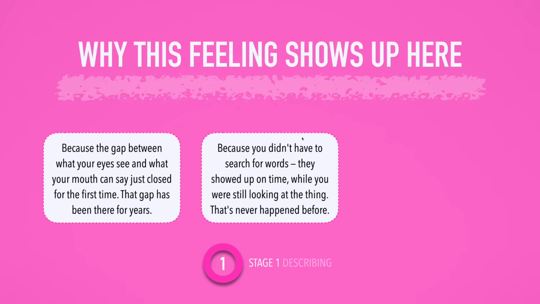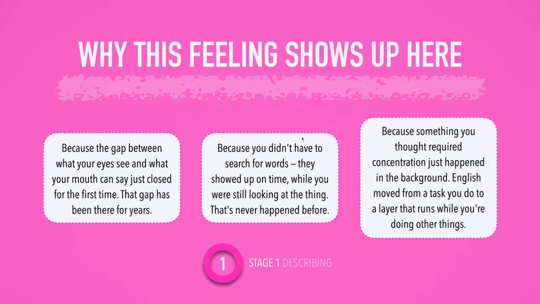The gap is closing. Number 2, because you didn't have to search for words. They just showed up on time. And while you were still looking at the thing, they showed up. That's never happened before. So that moment at stage 1, it's clicking that I can describe things in English. And reason number 3, because something you thought required concentration just happened in the background. English moved from a task you do to a layer that runs while you're doing other things. I can describe things in English the moment stage 1 actually clicks for you.